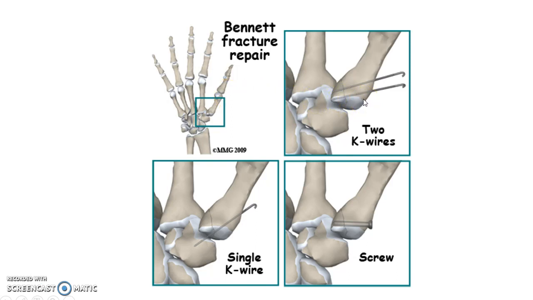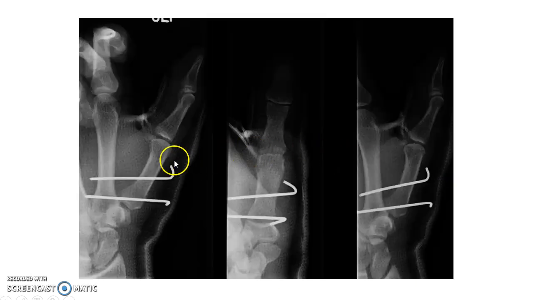The K-wire is incorporated in a plaster cast. A screw may also be used. This picture shows X-ray of a corrected Bennett's fracture. As you can see, percutaneous K-wire fixation is done in this case.